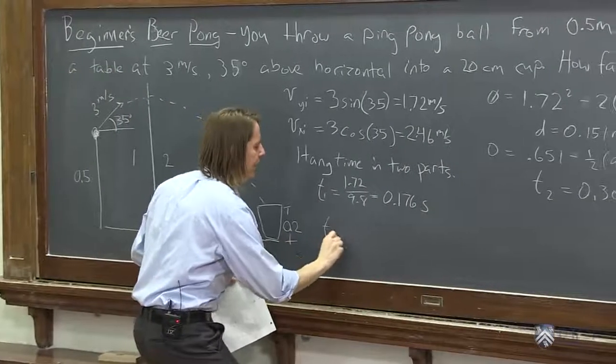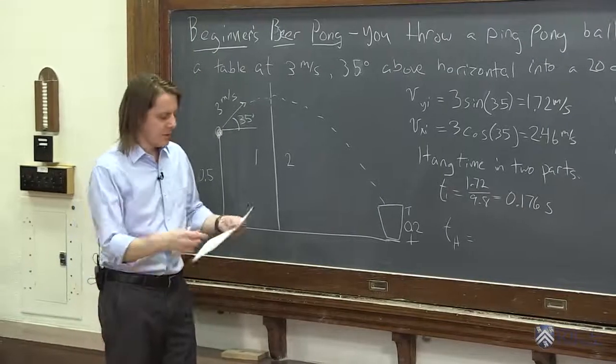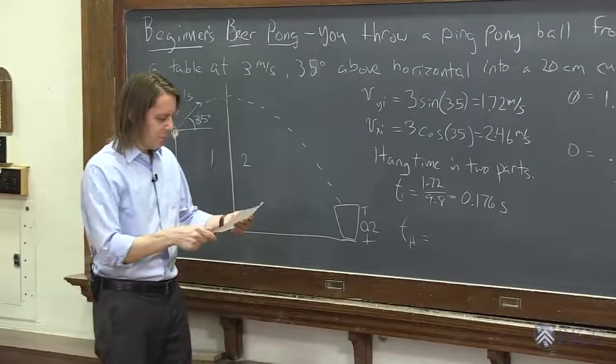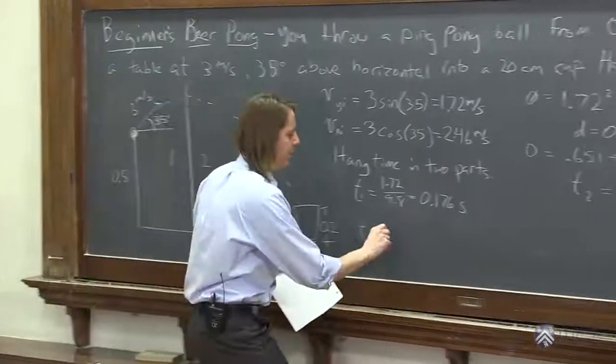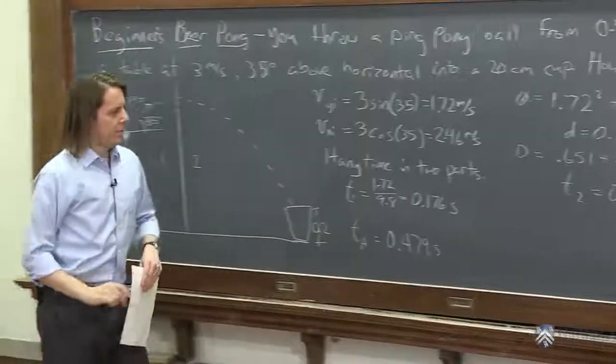So the time for the whole thing, T1 plus T2, we could call that the hang time. We've basically solved for the hang time for this uneven trajectory. And it's just the sum of those two, 0.176 and 0.3034, and it's about 0.479. But we weren't asked for the hang time.